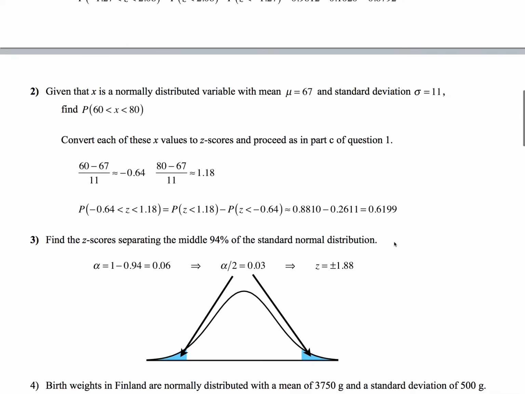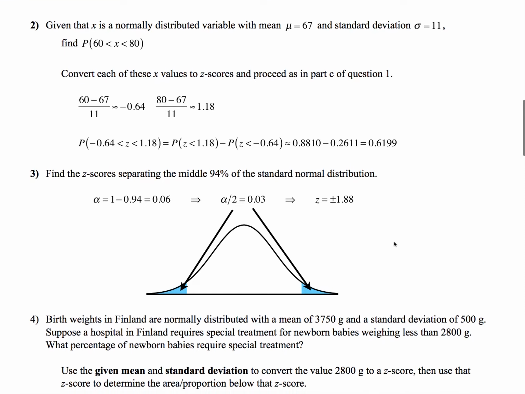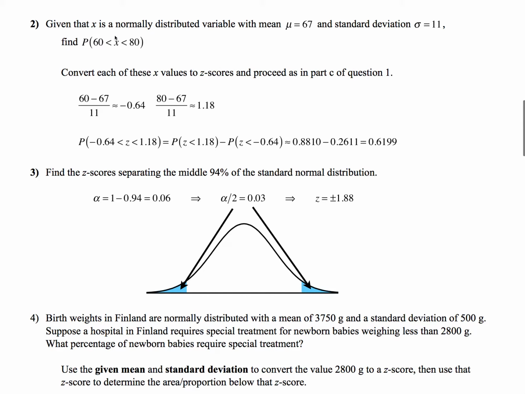Now number 2, in number 2, we're given some values in a data set. And we want to find the probability that, given the fact that this data set is normally distributed and the mean is 67 and the standard deviation is 11, what is the probability that a particular x is greater than 60 and less than 80?